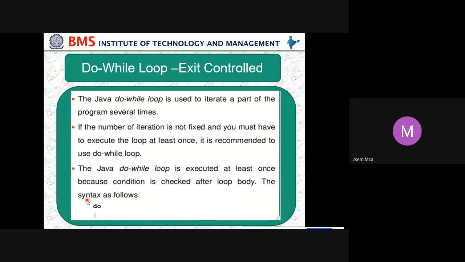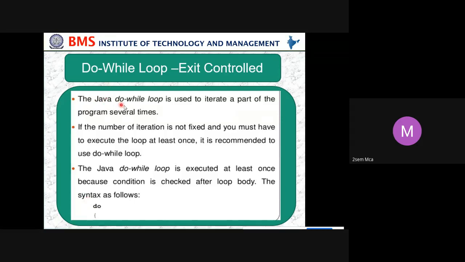Can anyone say why it is exit control? Because first the statement is executed and then the condition is checked. Okay, so in exit control, in do while, at least one time you are entering into the block, then you're checking the condition, and based on that condition, it will either enter again or come out. It means at least once you're executing the statement. That's the reason it is called an exit control.